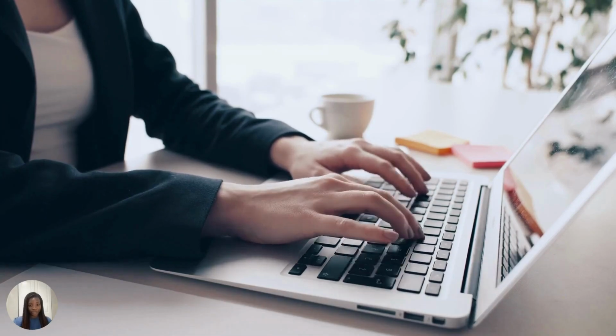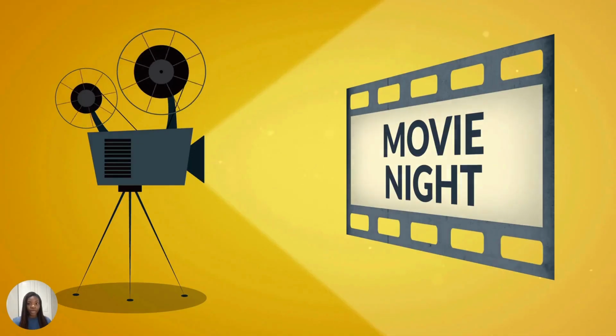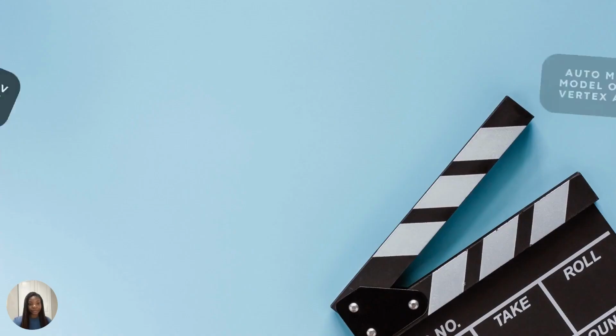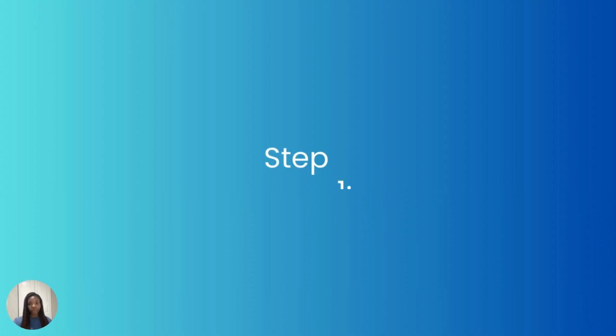Once you have defined your prediction task, the Vertex AI dashboard consists of these sections to help you ingest data, analyze data, transform data, train a model, evaluate the model, and deploy it. In this video, I will illustrate how to use Vertex AI for movie rating prediction. We'll first create a movie score prediction model using Vertex AI AutoML and the data stored in BigQuery. Then we will have the deployed model endpoint triggered from Google Cloud Functions.